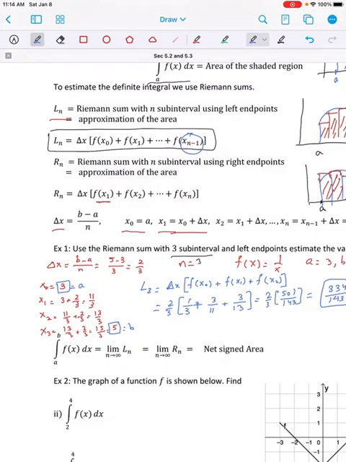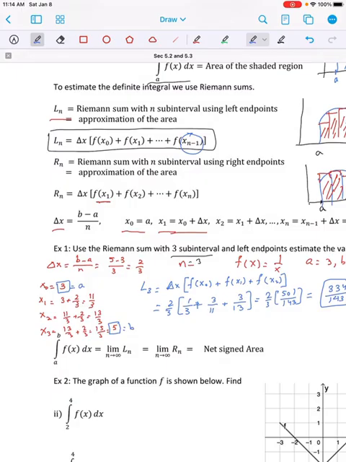So what is the relation between these Riemann sums and the definite integral? The Riemann sum is an approximation of the value of the definite integral. So if we take the limit of the Riemann sums with n going to infinity, in other words, if we make the number of subintervals go to infinity, so our rectangles are becoming very, very thin, then that will give us the total area.